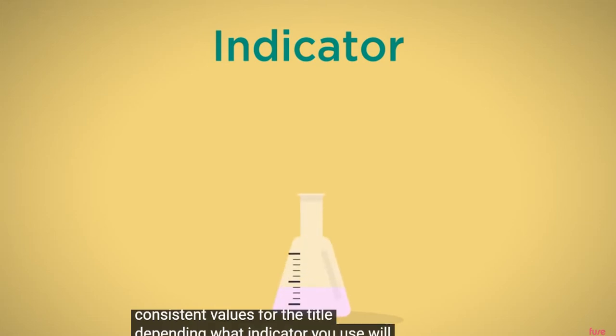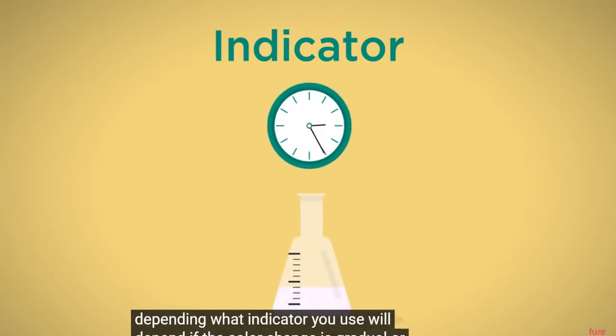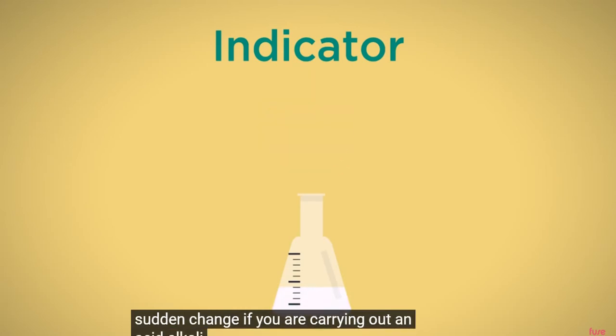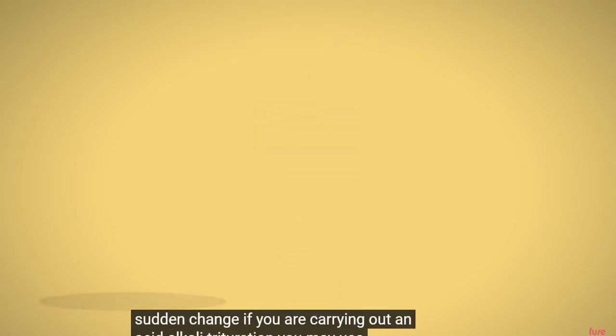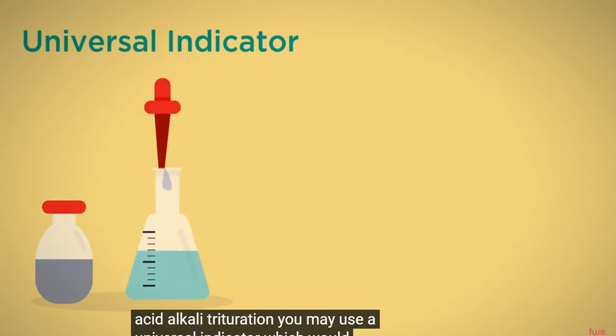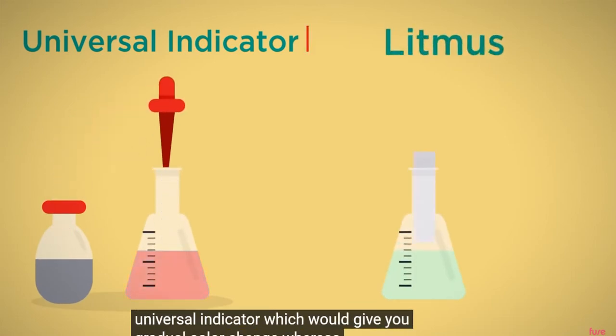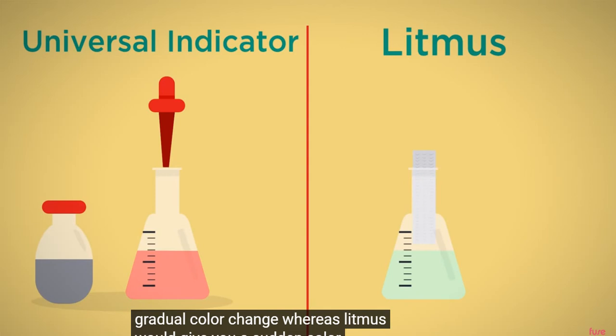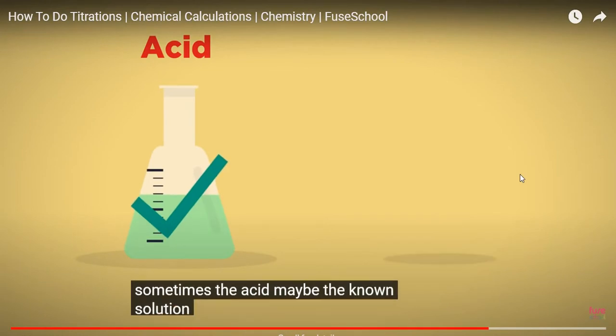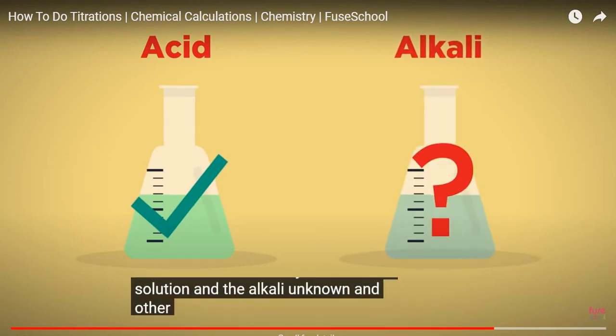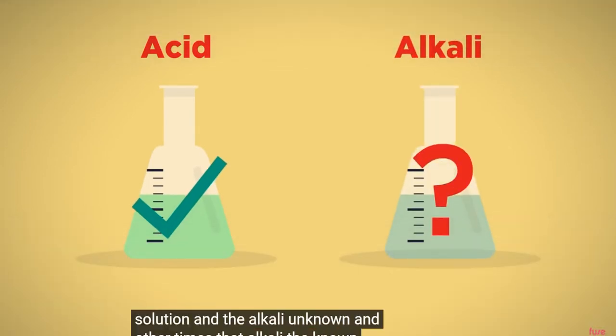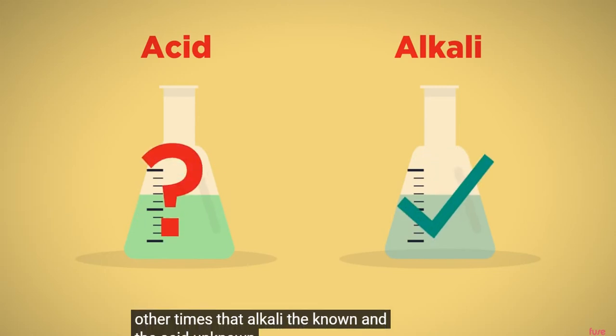Depending on what indicator you use will depend if the color change is gradual or a sudden change. If you are carrying out an acid-alkali titration, you may use a universal indicator, which would give you a gradual color change, whereas litmus would give you a sudden color change. Sometimes the acid may be the known solution and the alkali unknown, and other times the alkali the known and the acid unknown.